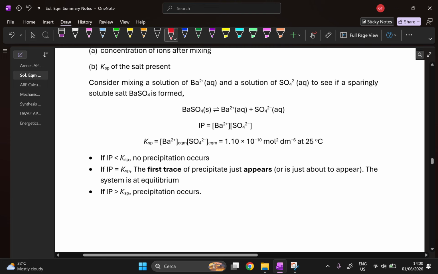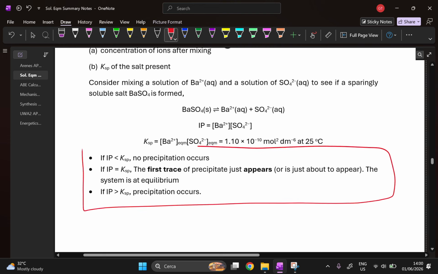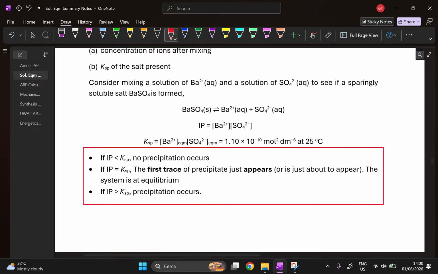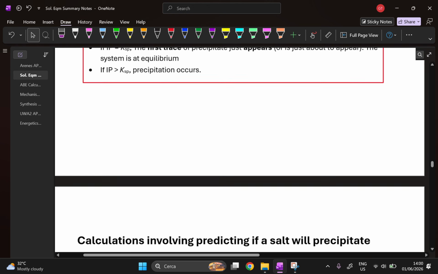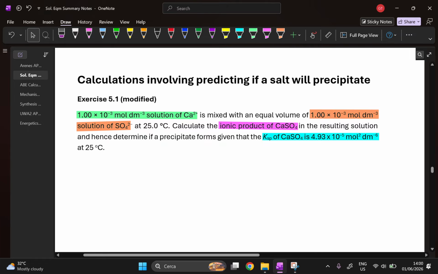So, once again, we have three possible scenarios, just like in Kc. If IP is less than Ksp, it means that no precipitation occurs. If IP equals Ksp, the position is at equilibrium, and so therefore the first trace of precipitate just appears. So this will be the phrasing. The question will say something like, calculate the concentration of something such that a precipitate just appears. That's IP equals Ksp. Okay? And precipitation will definitely occur if IP is greater than Ksp. Okay? So let us go on to calculating if a salt will precipitate.